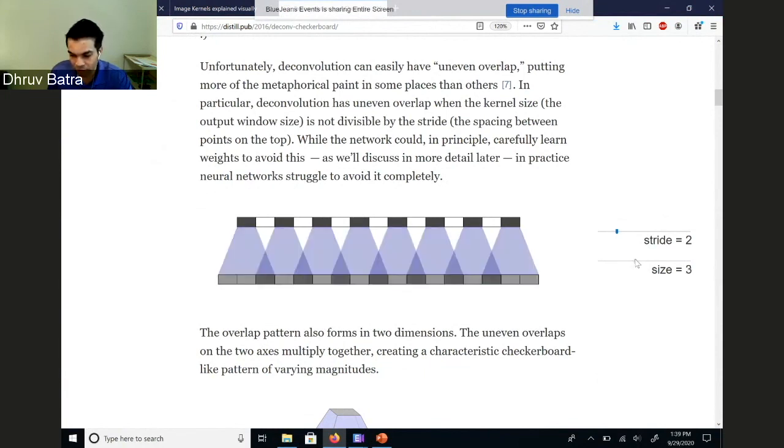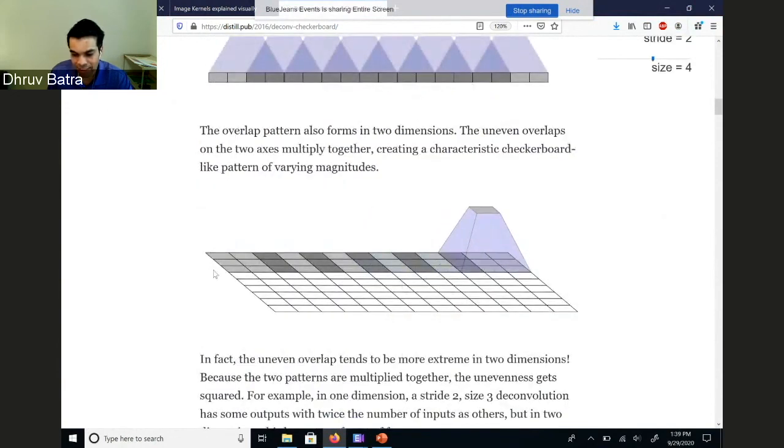And you can have larger size filters. So if you have length 4 filters with a stride of 2, then there's an overlap of 2 between these filters, and so things get added. This is that same illustration except in 2 dimensions.